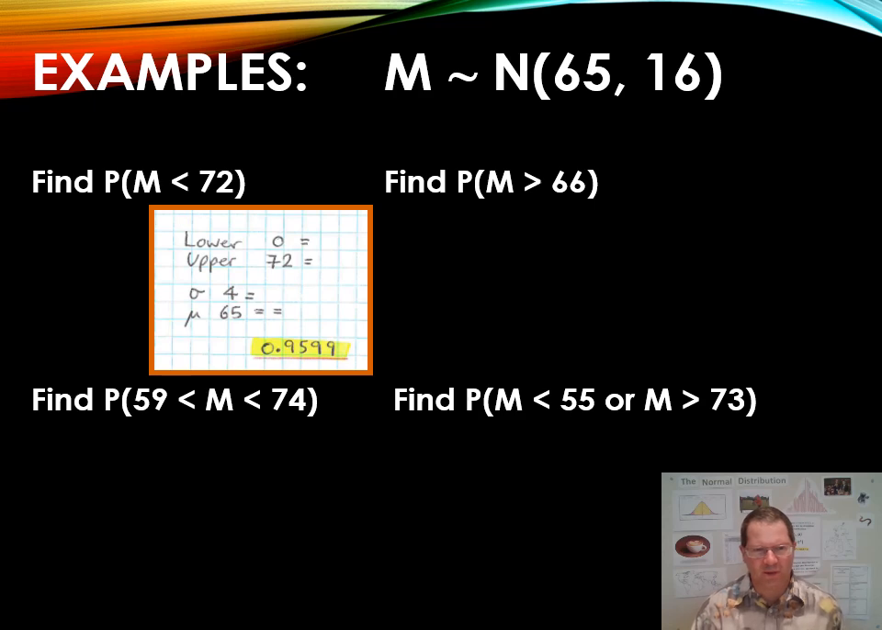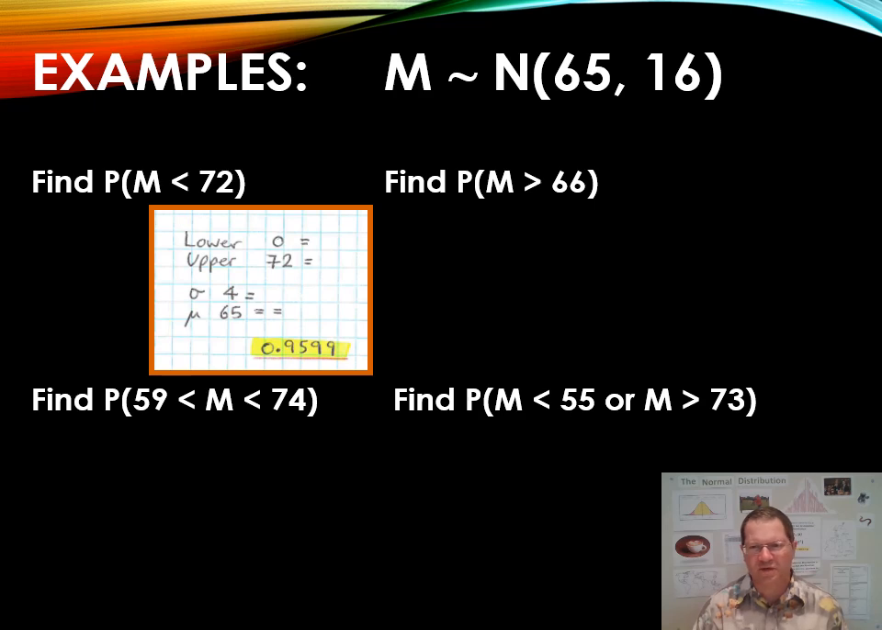So let's start off with the probability that m is less than 72. I am assuming that m has to have positive values. If the standard deviation is large enough, that might not be the case, but I'll be explaining that to you later in this video. So for m is less than 72, I'm assuming that the lower can be 0 and the upper can be 72, because we want things that are less than 72.